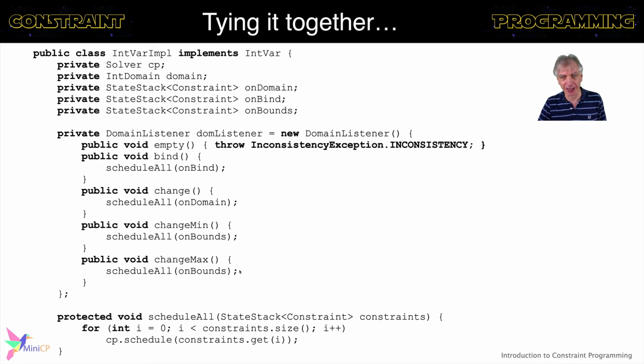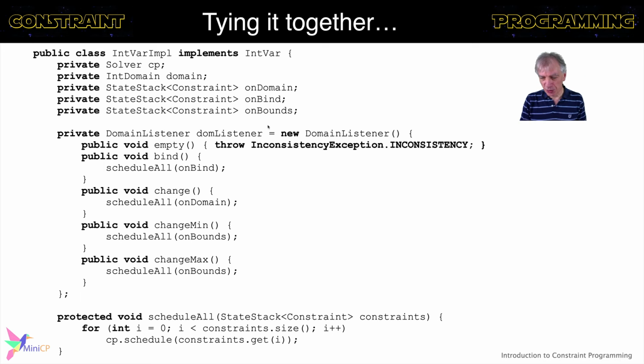So this is my domain listener. And it basically responds to the events bind, change, change min, change max. Let's assume the domain has been changing. Then this method is going to be called, and we are going to call the method schedule all on domain. So what this does is go here: we get a stack of constraints, we go over all these constraints on the stack, and we tell the CP solver, the solver that we have, hey, please schedule these constraints to be propagated. You see how cool this is, right?